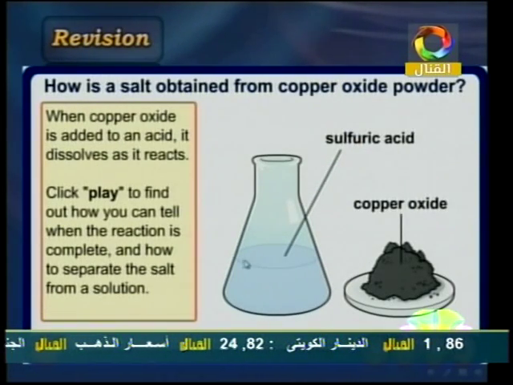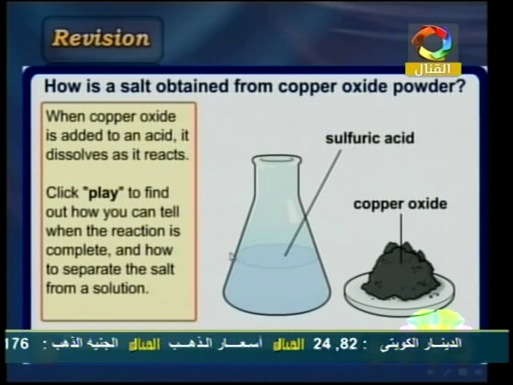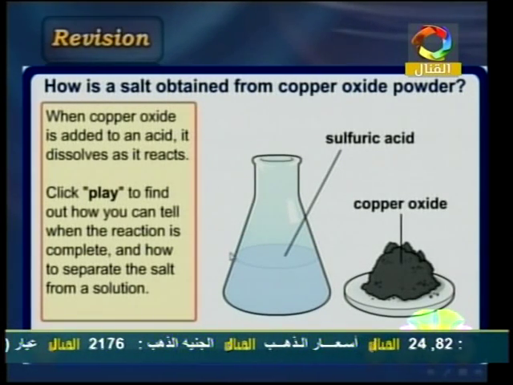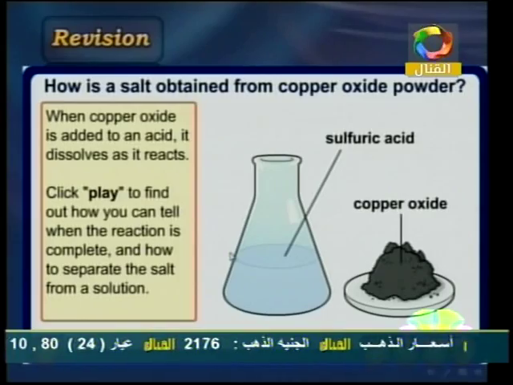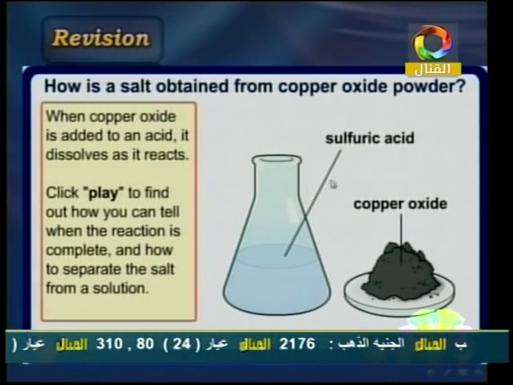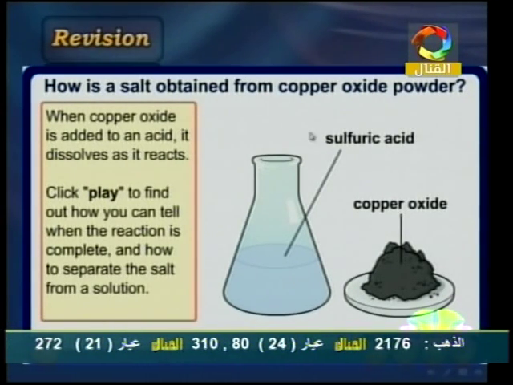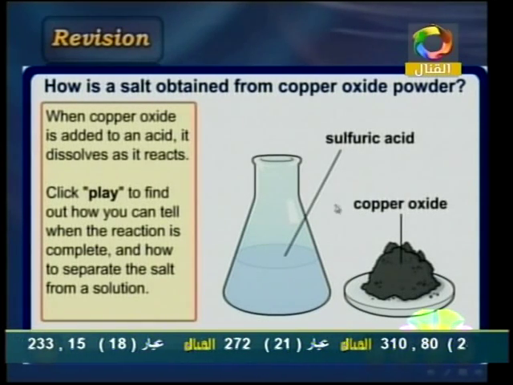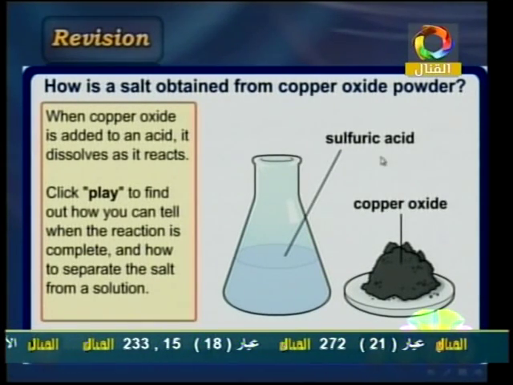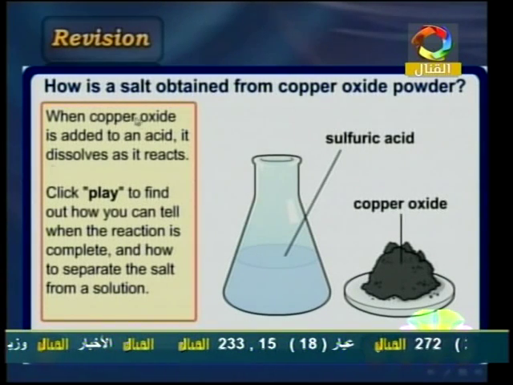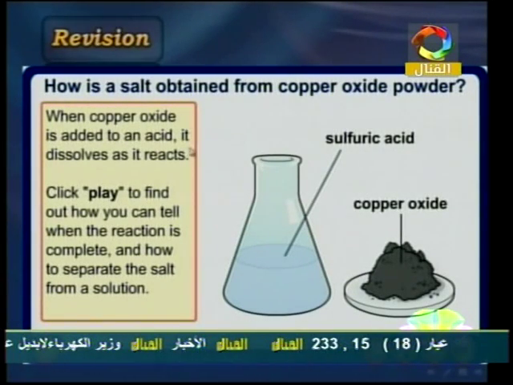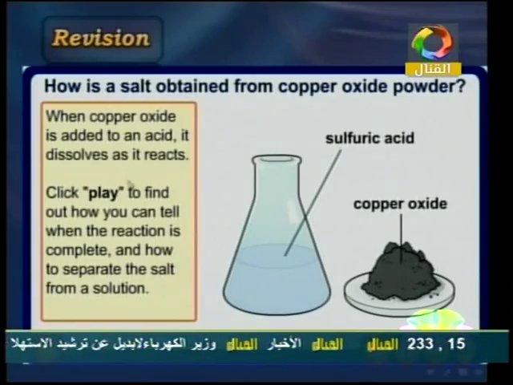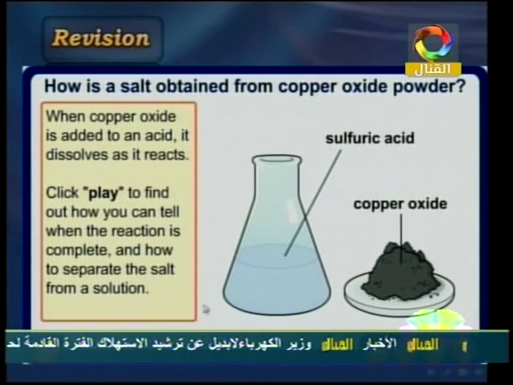After that, we have another type of chemical reaction called double substitution reaction. Here we have two compounds: sulfuric acid and copper oxide. What will happen here? When the copper oxide is added to an acid, it dissolves inside it and reacts. It makes a reaction. How come?